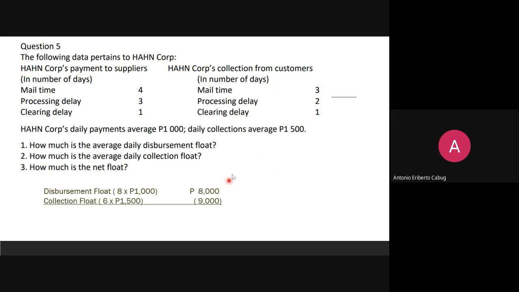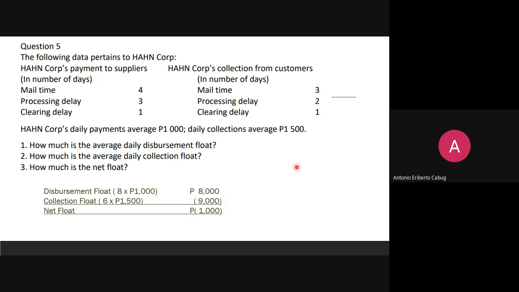Okay? So, kung mabagal yung collection, maraming cash yung naiipon na hindi natin natatanggap agad. So, it's a negative thing. Imagine nyo yung collection nyo, hindi nyo pa nako-collect dahil sa delay. So, that's the collection float. When it comes to the disbursement, habang nade-delay yung pagbayad natin, mas pabor sa atin. Napapaikot pa natin yung pera dahil nade-delay yung pagbayad natin. Okay? So, 8,000 minus 9,000, that would give you negative 1,000. The net float is negative 1,000.